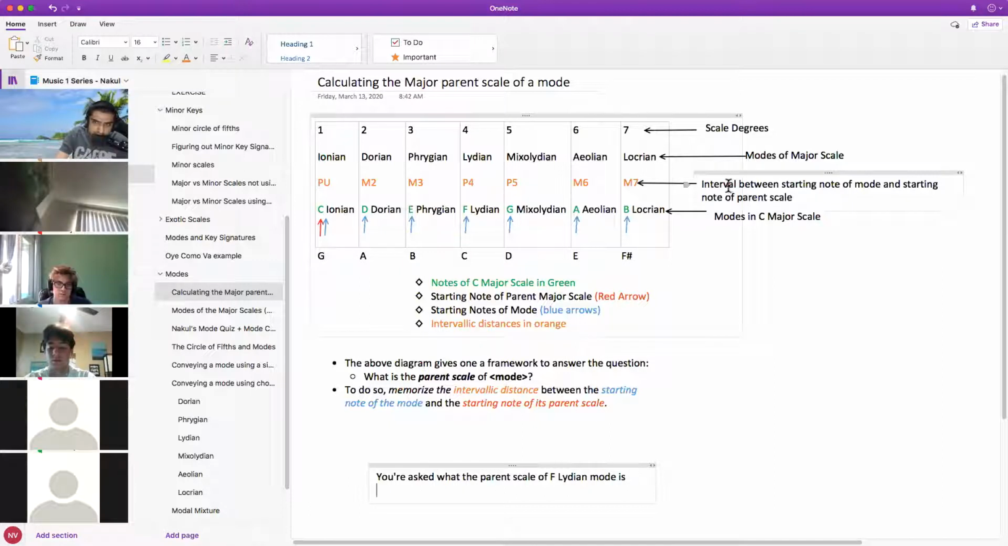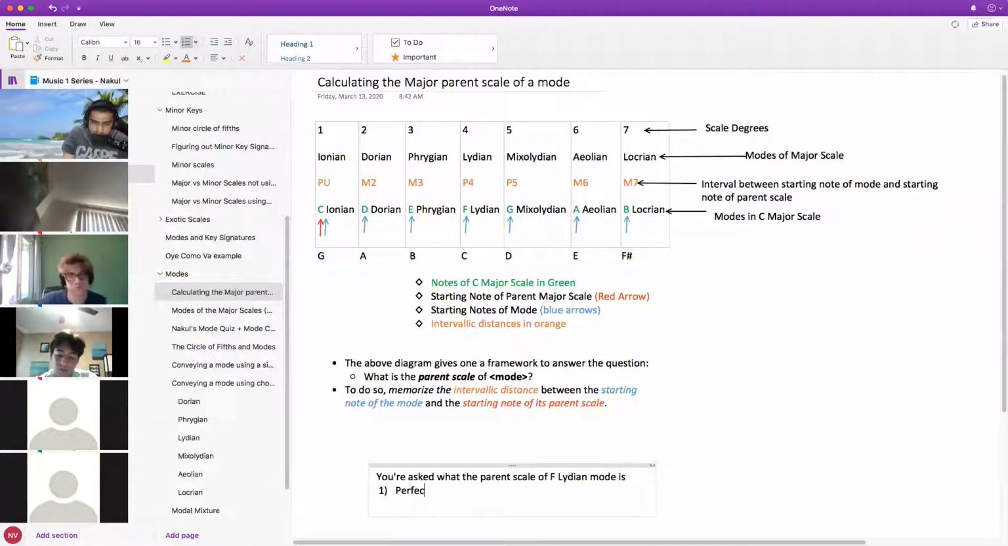So again, you need the interval between the starting note of the mode and the starting note of the parent scale. So Lydian, by definition, will always be a perfect fourth above the starting note of its parent major scale. Okay? So then I guess the second step is, well, what is that interval? It's a perfect fourth above the root. Actually, I have a quiz that will prompt you with these questions in the exact order on the web, and I'll show you in a second.